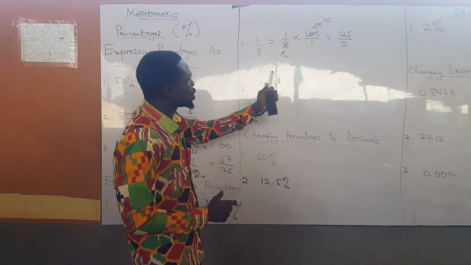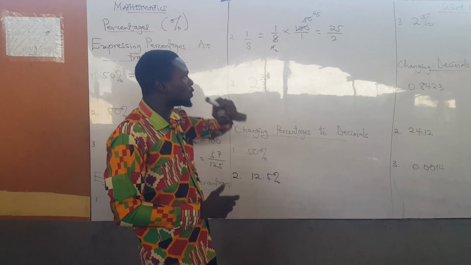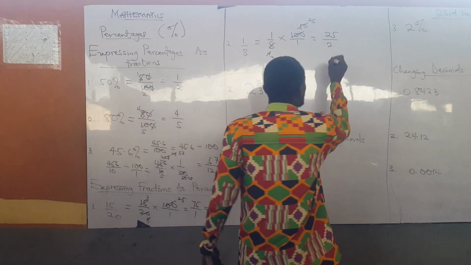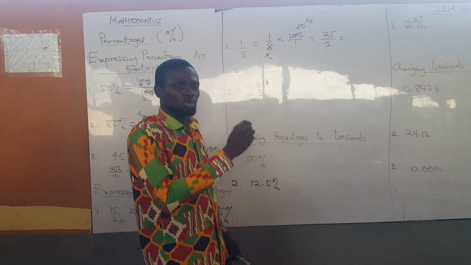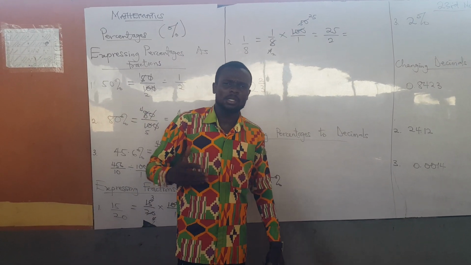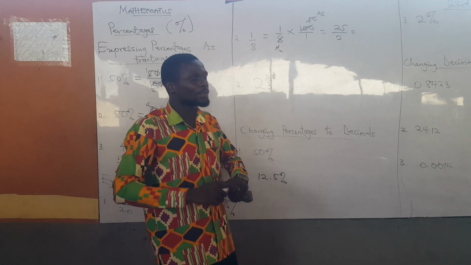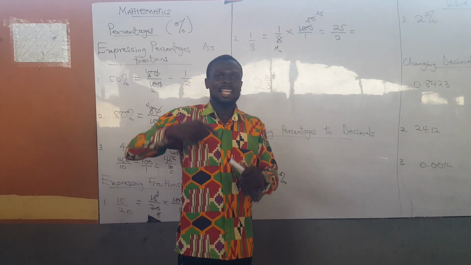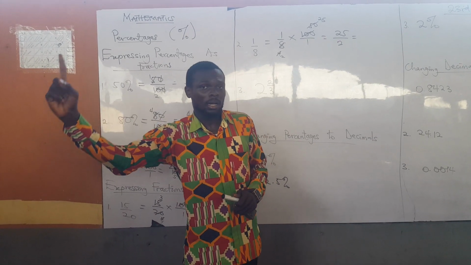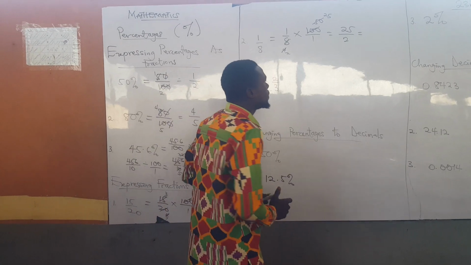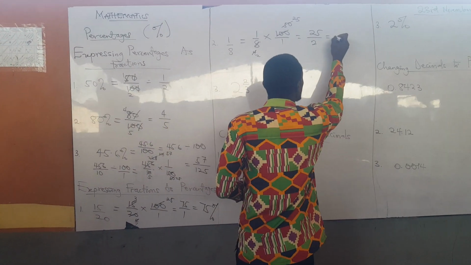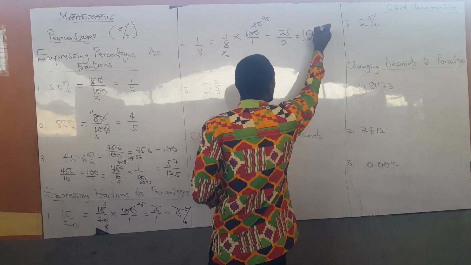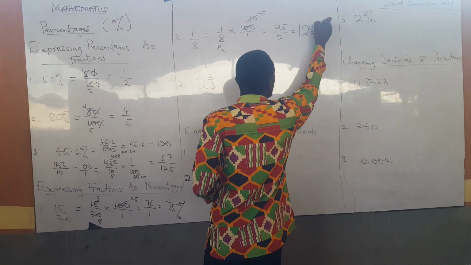If you want to express 25 over 2 as a percentage, you are going to say that 2 will go into 25 how many times? 2 will go into 25 12 times, leaving a remainder of 1. So, in mixed fraction, we can say our answer will be 12 whole number, 1 over 2%.